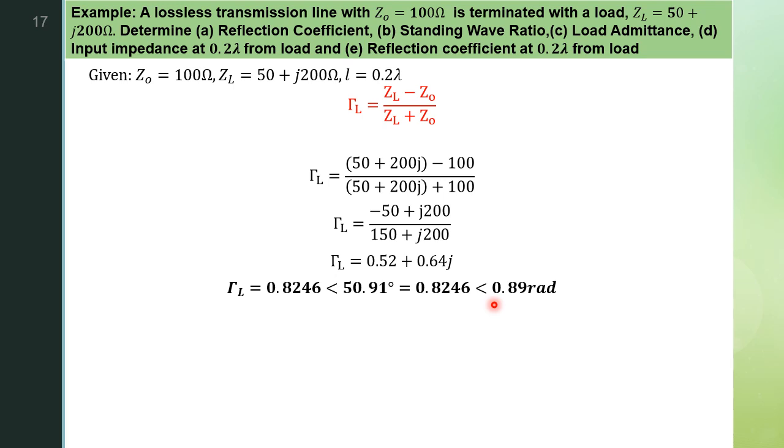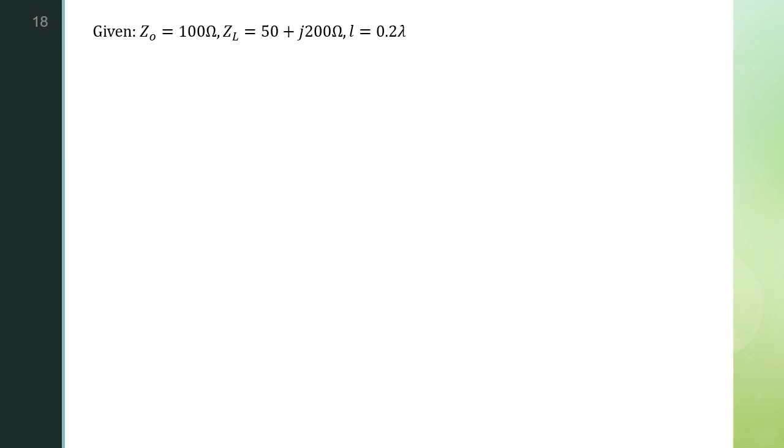Now when you consider the expression for standing wave ratio, it is S equal to 1 plus magnitude of reflection coefficient by 1 minus magnitude of reflection coefficient. Here we need to substitute the magnitude, which is 0.8246. So you will get 1 plus 0.8246 by 1 minus 0.8246. Hence, the value of standing wave ratio is 10.402. As you can observe, the value of S is greater than 1 and the magnitude of reflection coefficient is less than 1.